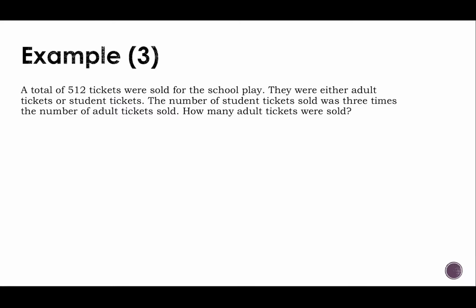A total of 512 tickets were sold for the school play. They were either adult tickets, so A, or student tickets, S. And I'm just going to put this out there. I typically don't like using S for a variable because S always looks kind of suspiciously like a 5. So I'll try really hard to make sure my S's are nice and curvy. So adult plus student tickets is 512.